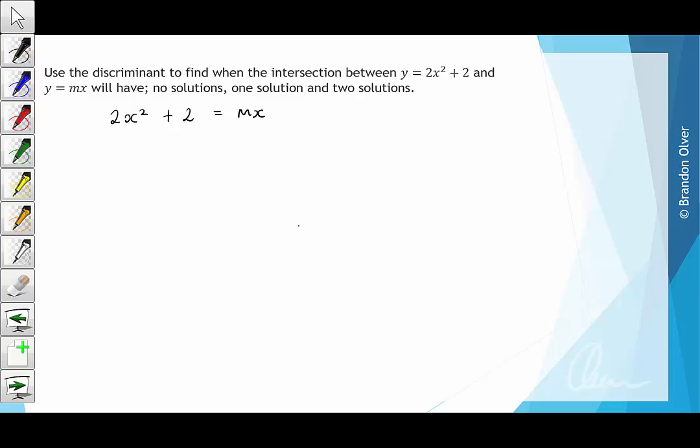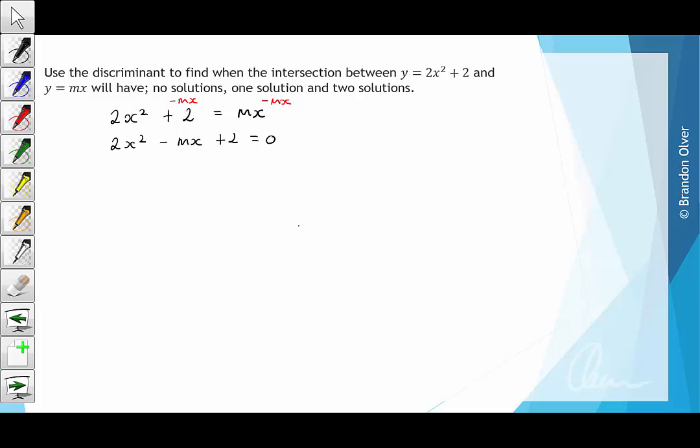Next, whenever we're solving a quadratic equation, which this is, we need to get all the terms on one side and let it equal 0. So we're going to subtract mx from both sides, and we're going to find that we have 2x squared minus mx plus 2 is equal to 0.